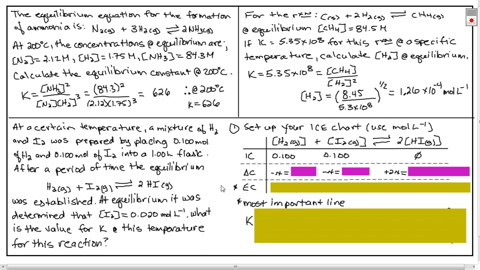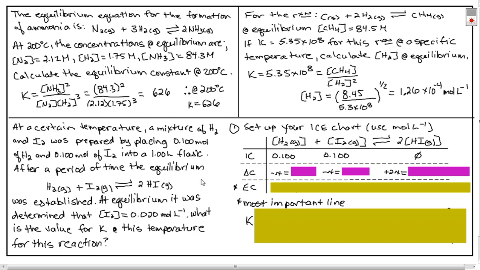Now the last question is a little bit more intricate. We have, at a certain temperature, a mixture of hydrogen gas and iodine gas was prepared. We placed 0.1 moles of each gas into a 1 liter flask. Right off the bat, because we're dealing with a 1 liter flask, to get the concentrations of each, it would be the number of moles divided by 1. We can see that from our ice table here. I've got that established as my concentration, 0.1 moles per liter.